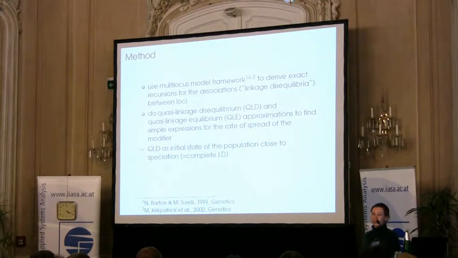Then we are doing a quasi-linkage disequilibrium approximation and quasi-linkage equilibrium approximations to find simple expressions that describe the rate of spread of the modifier. This quasi-linkage disequilibrium means that we use as an initial value for the invasion of the modifier a state that is close to speciation, so close to full linkage disequilibrium in the population.